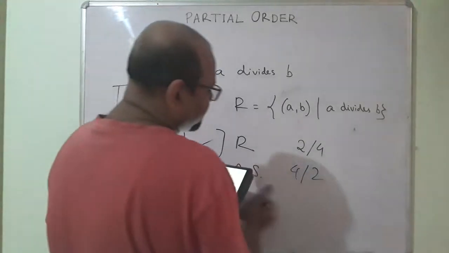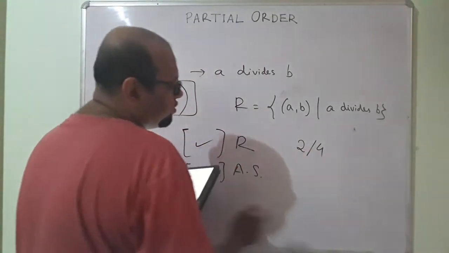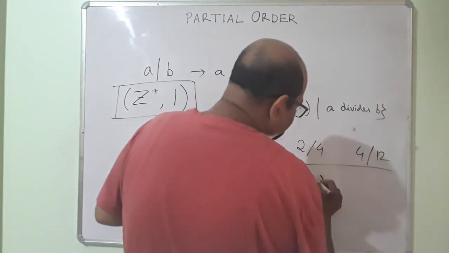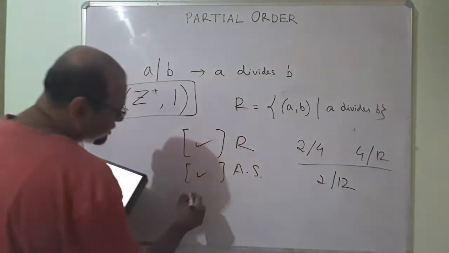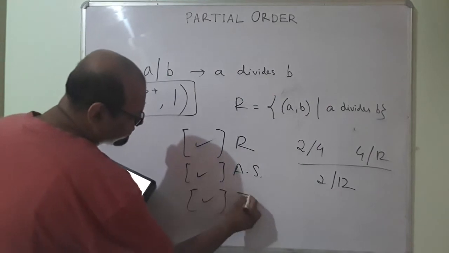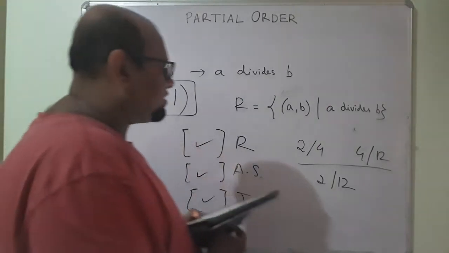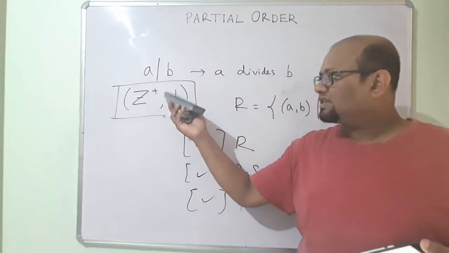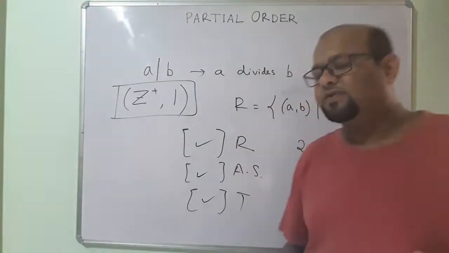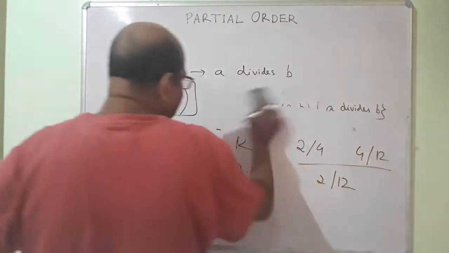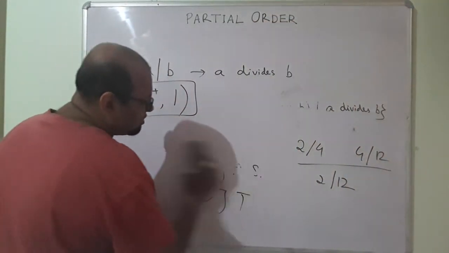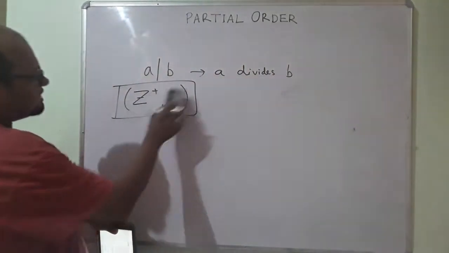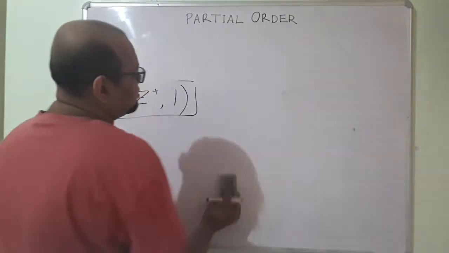And is it transitive? 2 divides 4, 4 divides 12. So does 2 divide 12? Yes, 2 divides 12. Okay. So it is transitive. So we know that this relation, this divides relation on the set of positive integers, is a partial order. Okay. This relation is partial ordered, and then this set is a partial ordered set.